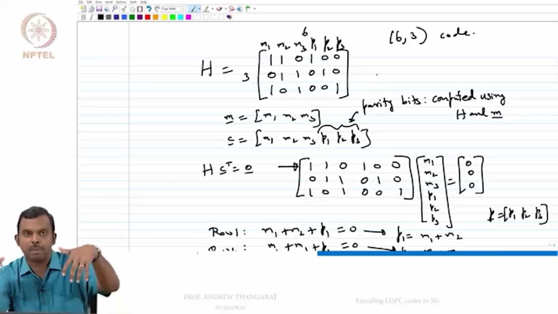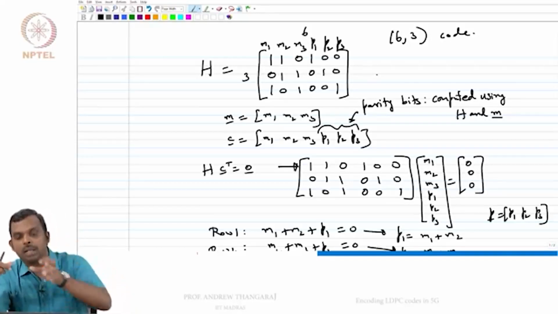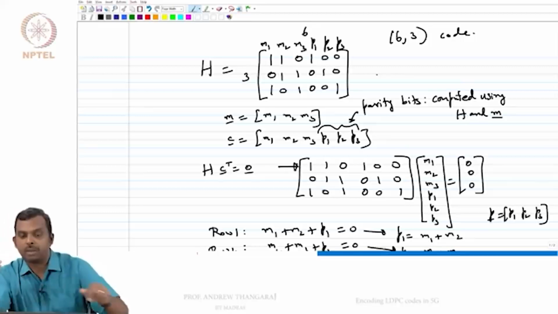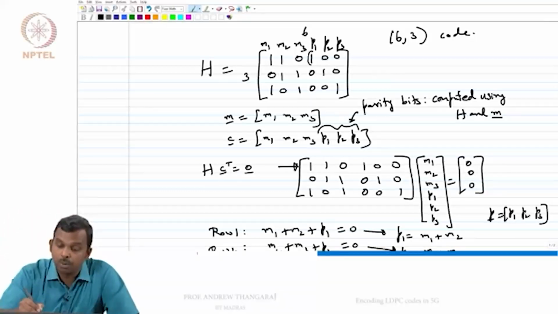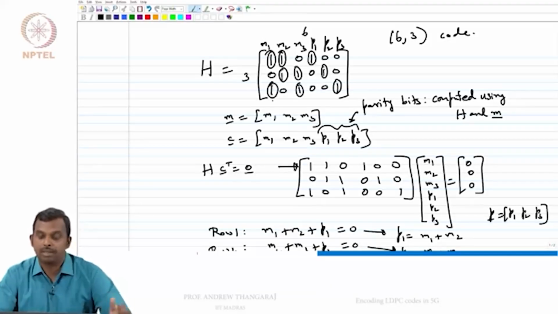So you imagine putting the messages on the systematic part of the code word and then computing the parities using the parity check matrix. So you see here the first thing gives you P1 as M1 plus M2. Okay, so P2 is M3 plus M2. Okay, P3 is M3 plus M1. So directly gives you that. This is just the basics of encoding.